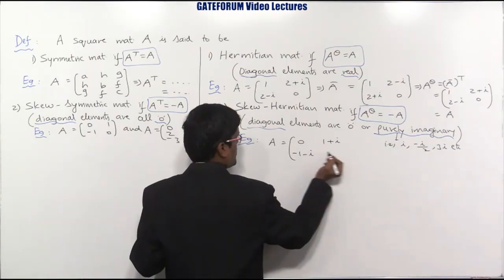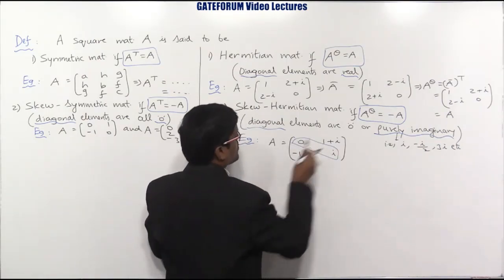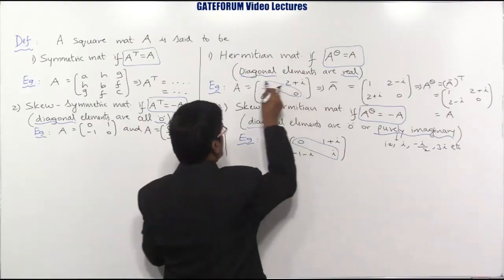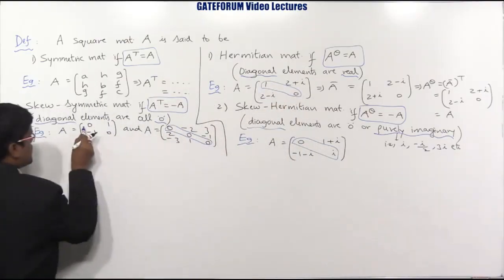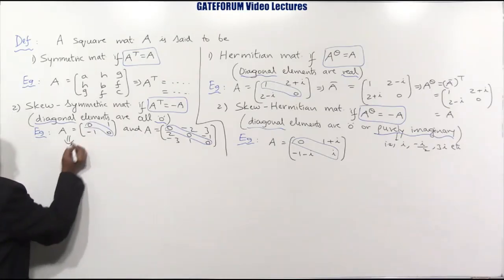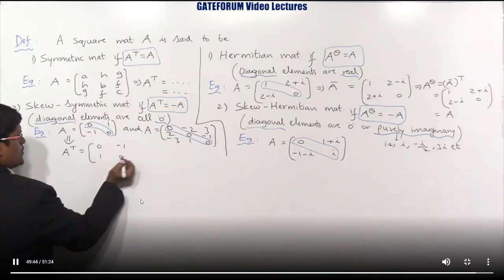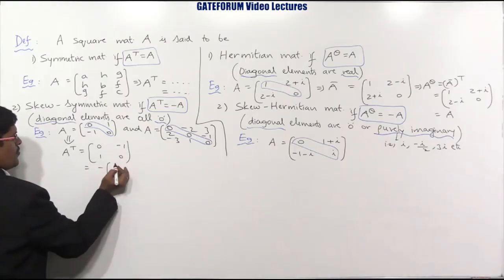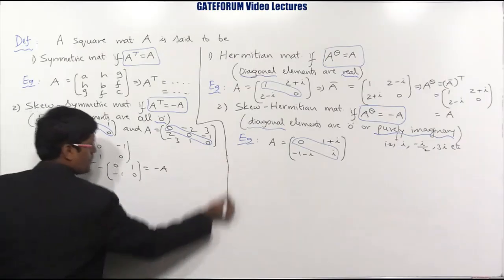minus 1 minus i, ...]. So please take either 0 or purely imaginary. Here all diagonal elements are real numbers. All diagonal elements are zeros. Please check. Here all diagonal elements are 0. So for this, I am finding A transpose: [0, minus 1; 1, 0], which is nothing but minus of [0, 1; minus 1, 0], which is nothing but minus A.